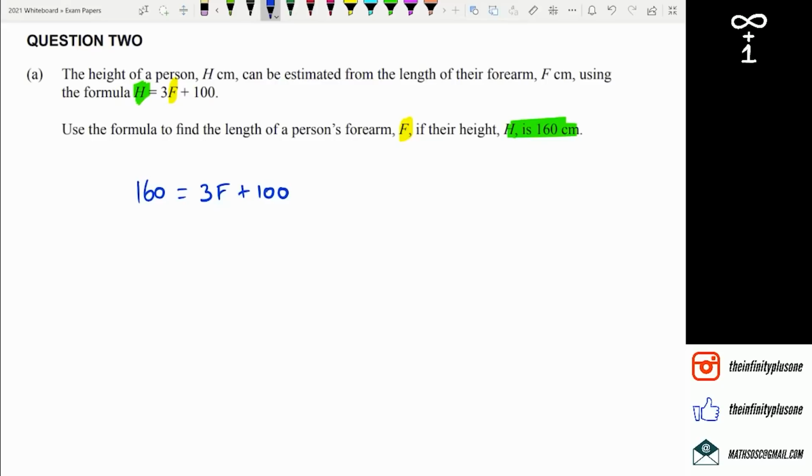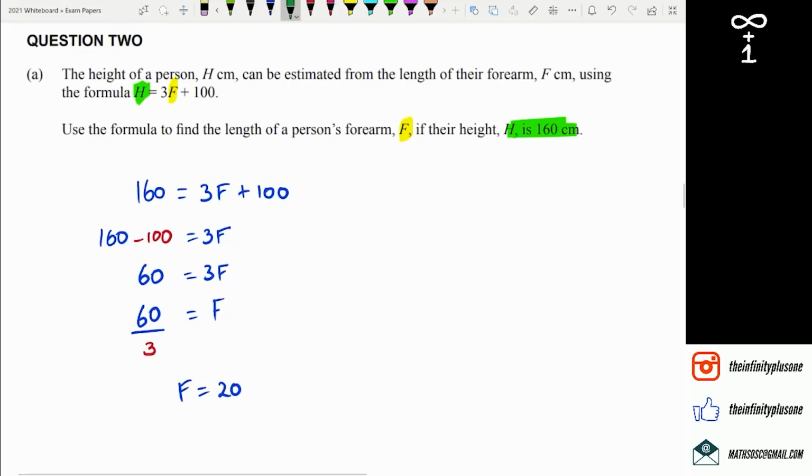So in this case, I'm going to take that 100 to the left-hand side, which means it's going to become minus 100. And you've got 3f is equal to that. So 160 minus 100 is 60, which equals 3f. And then finally, get rid of that 3 to the other side, which ends up being 60 divided by 3. So we can say f is equal to 20.